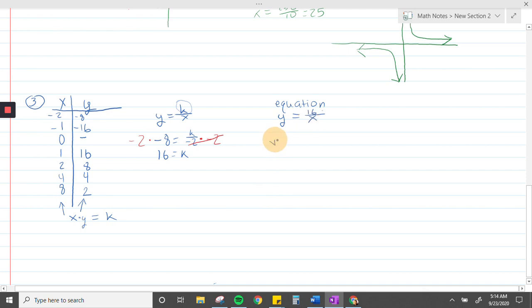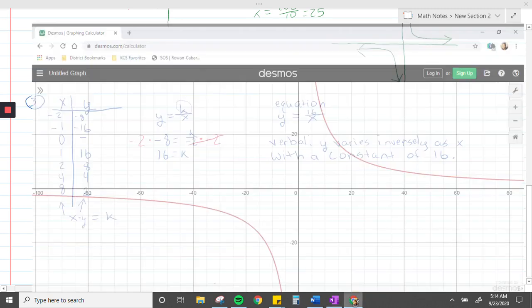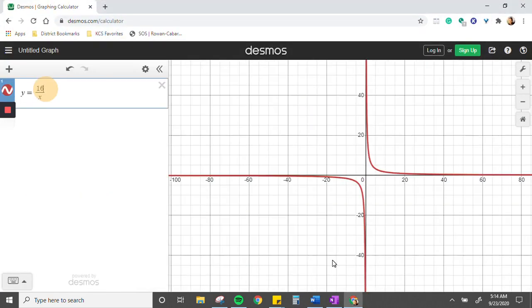We can write a verbal description and say y varies inversely as x with a constant of variation, or just a constant, of 16. And for our graph, we would go back to Desmos, 16 over x.